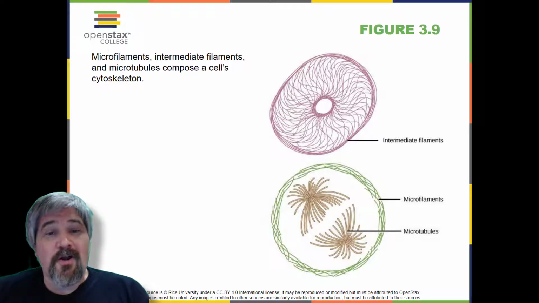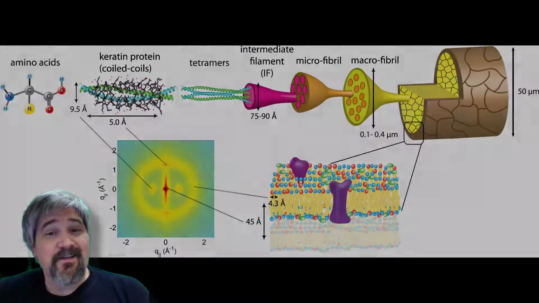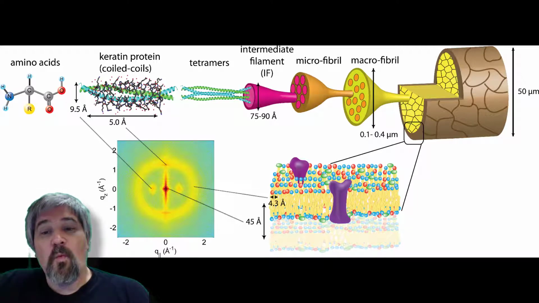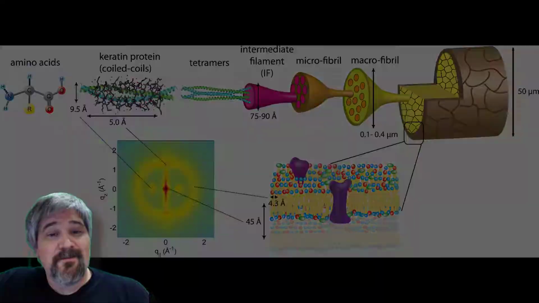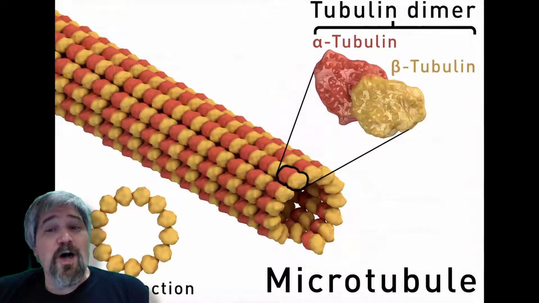Intermediate filaments are of intermediate diameter and have structural functions, such as maintaining the shape of the cell and anchoring organelles. Keratin, the compound that strengthens hair and nails, forms one type of intermediate filament. Microtubules are the thickest of the cytoskeletal fibers. These are hollow tubes that can dissolve and reform quickly.